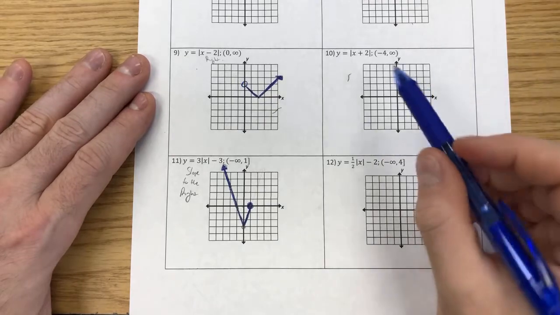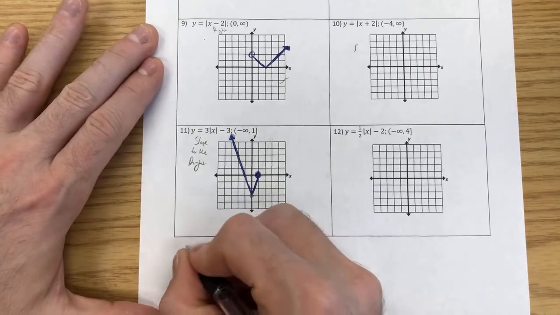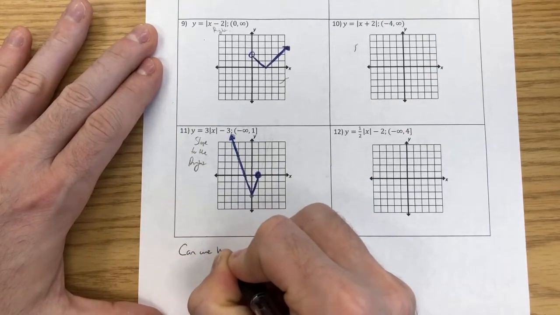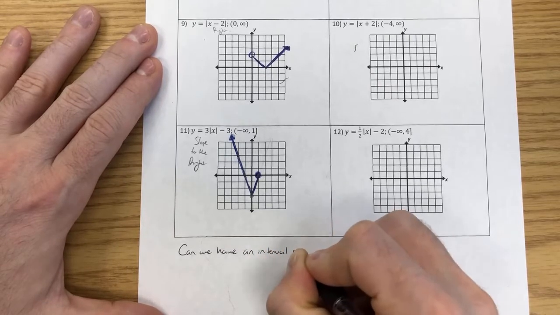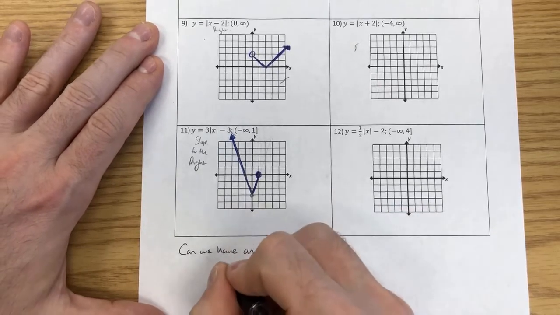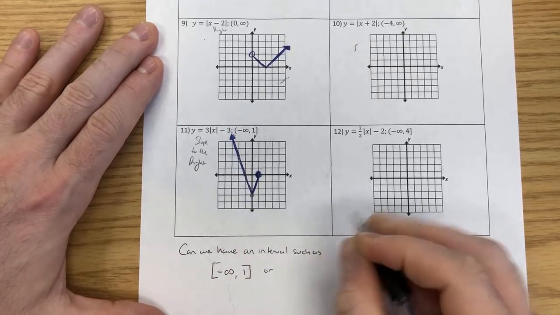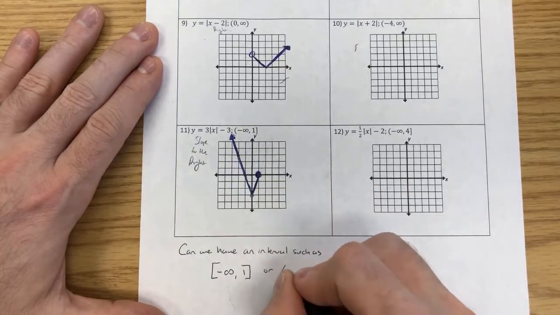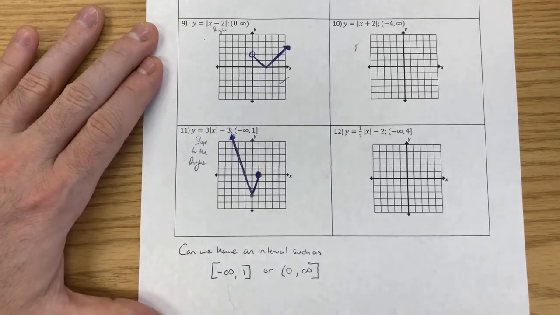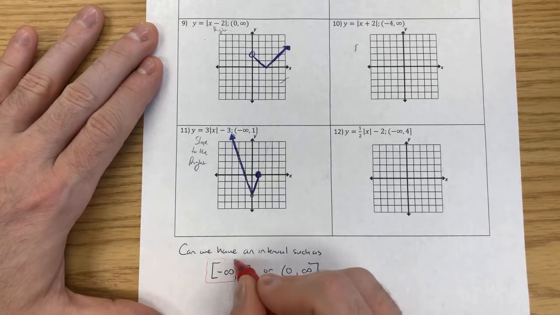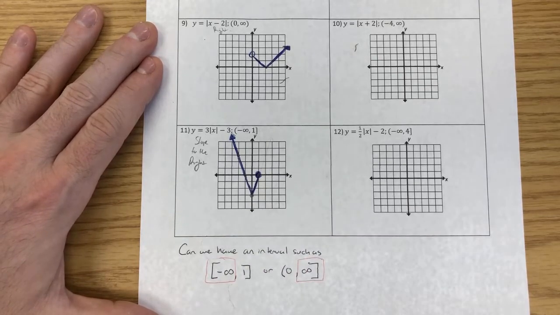There we go. Now, the last thing I might ask before we end is, can we actually have an interval such as negative infinity to 1, or like we did on the upper one, let's say 0 to infinity. Can we actually include infinity in our interval? Can this happen? Think about that.